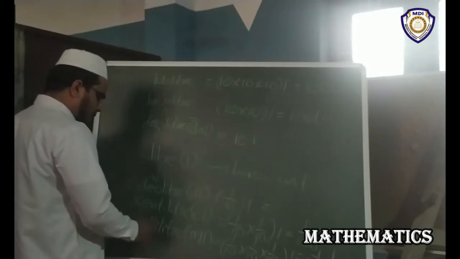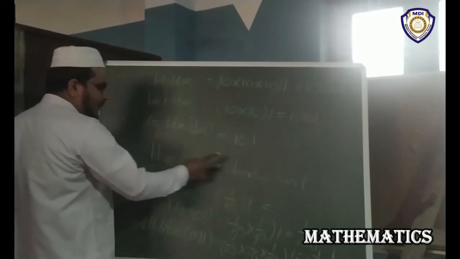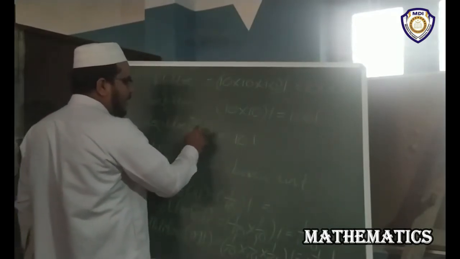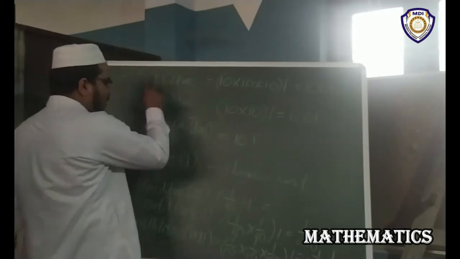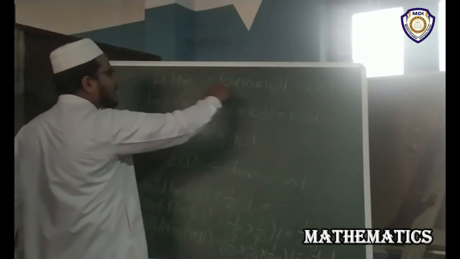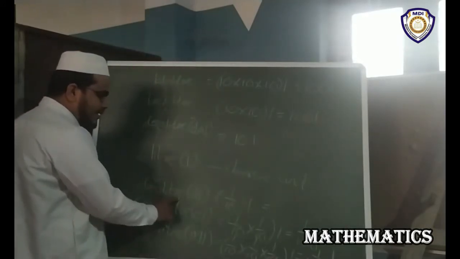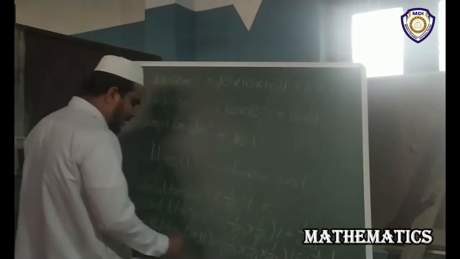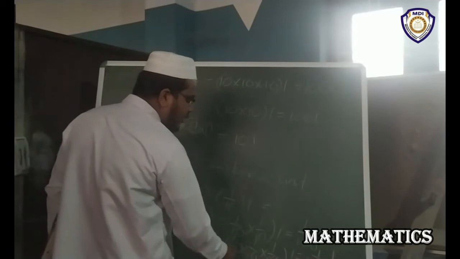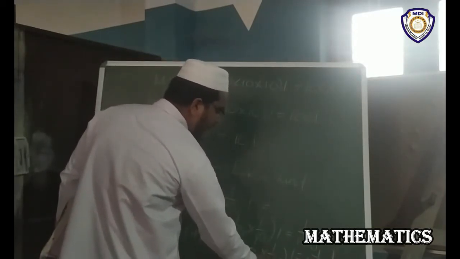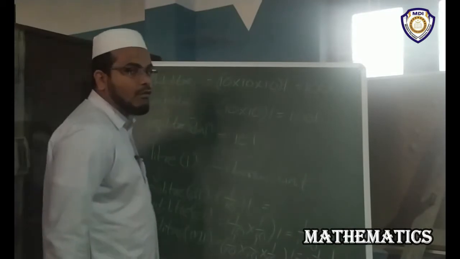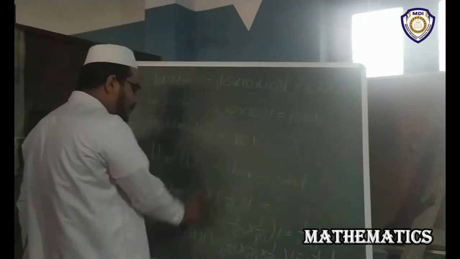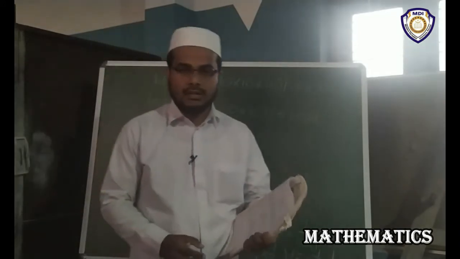Please listen here. A liter is the basic unit of capacity. Then decaliter, dal, means 10 liter, hectoliter 100 liter, kiloliter 1000 liter. Then deciliter 1 by 10 liter, centiliter 1 by 10 into 1 by 10 means 1 by 100 liter, milliliter means 1 by 10 into 1 by 10 into 1 by 10 into l, then 1 by 1000 liter. Okay, these are the order of the units of liter.